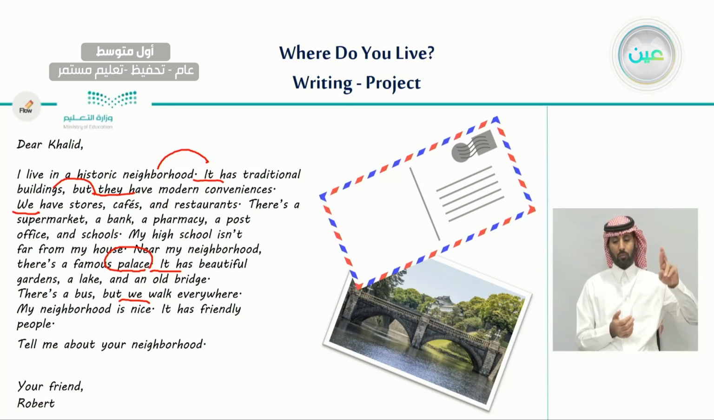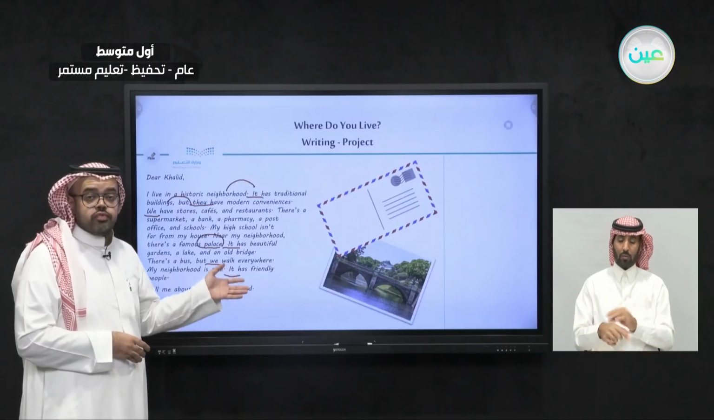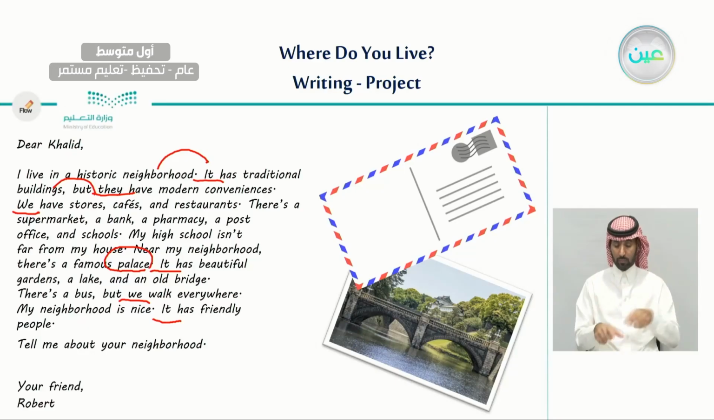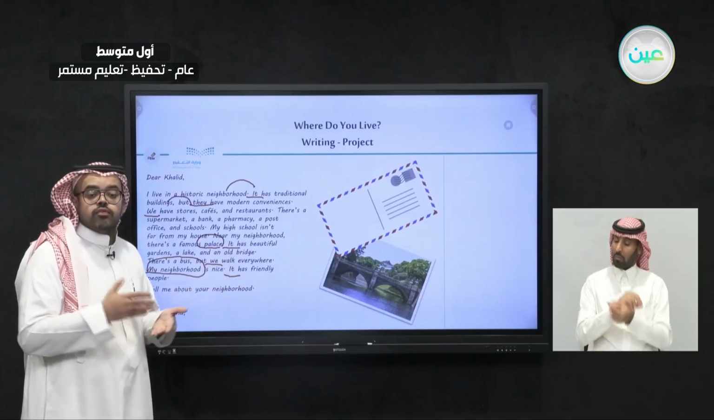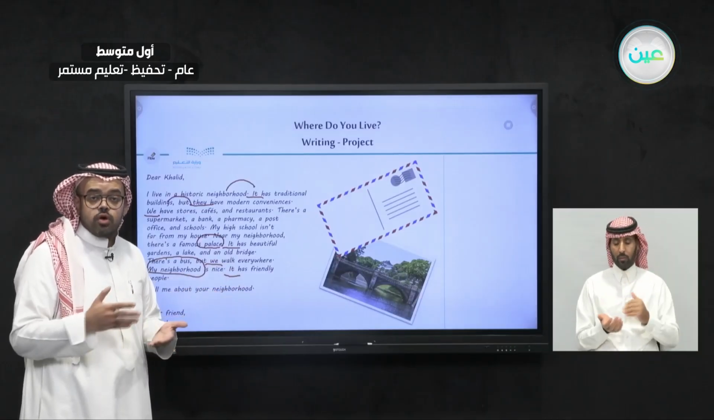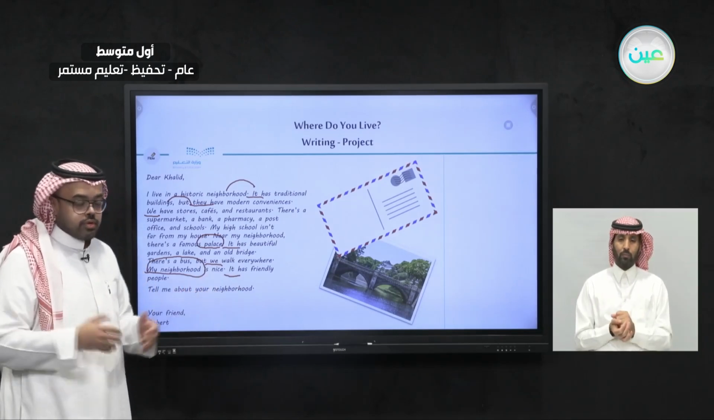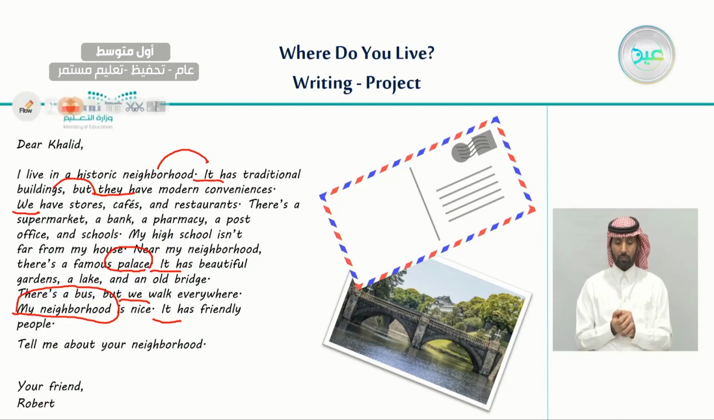So he said, "My neighborhood is nice. It has friendly people." So here it refers to the neighborhood, or Robert's neighborhood. You see how easy that was? So we use these personal pronouns instead of repeating names or nouns. Now, let's continue.